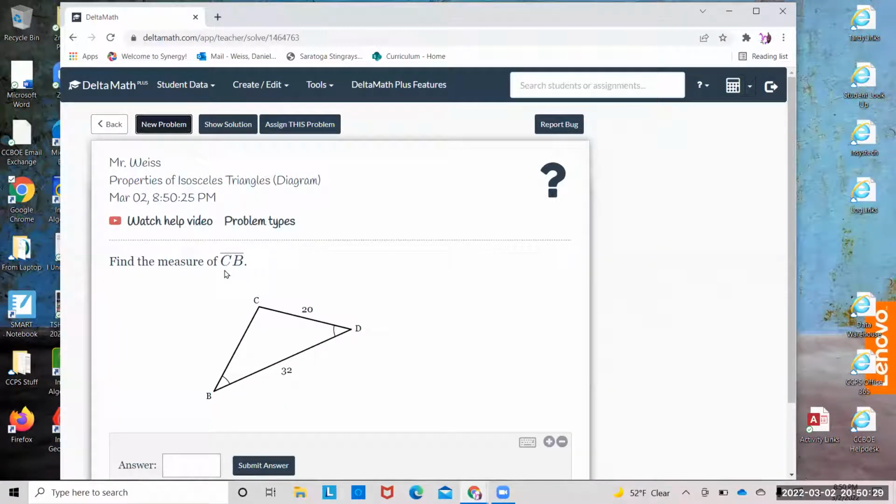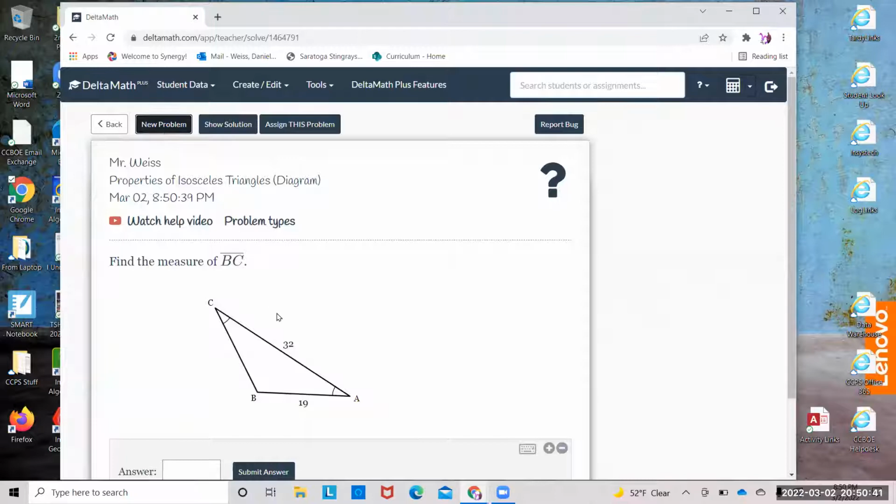What's the measure of CB? CB is this one. If these two angles are equal, then these two sides are equal. So if this is 20, this is 20. Done. Once again here, if these two angles are equal, then this side is equal to this side. So if this is 19, this is 19.